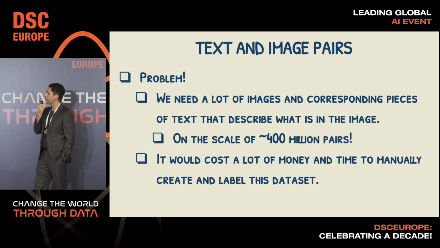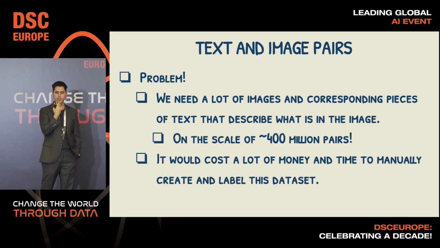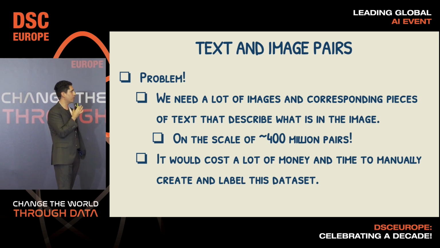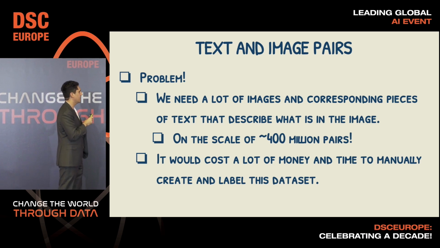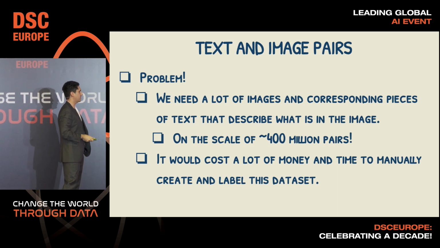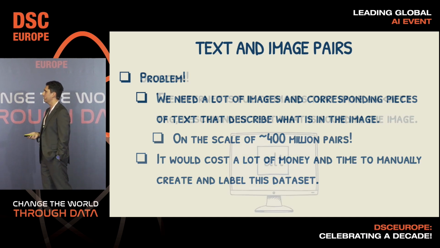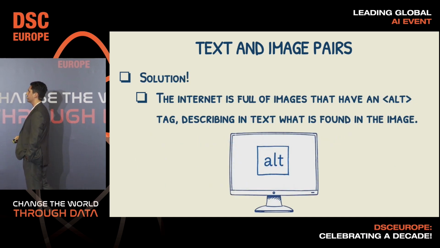So the problem is, where do I get this sort of training data set? I need a bunch of text and image pairs. And by a bunch, I mean on the scale of like 400 million pairs. And it would obviously cost a lot of money and time to manually create and label this data set. Luckily, the folks at OpenAI figured out a solution, along with other people. They also figured this out.